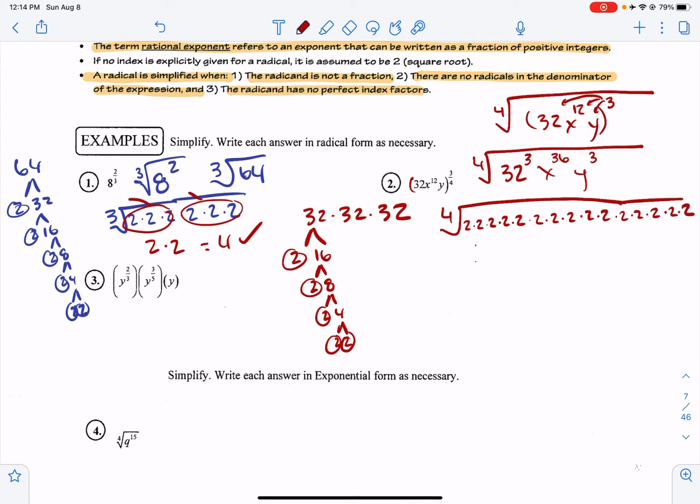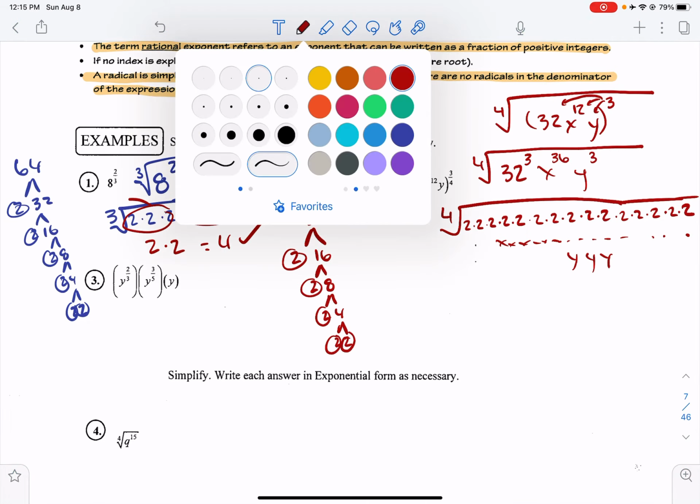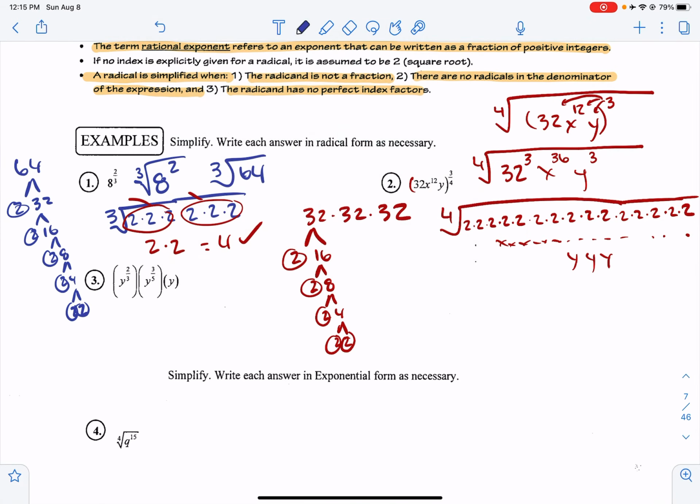Oh my heck. Then I've got 36 x's. So I've got a whole bunch of x's. And then I've got a y and a y and a y. So that's a lot of numbers to group and pull out, right? If I start with my 2's, now I'm looking for groups of 4.